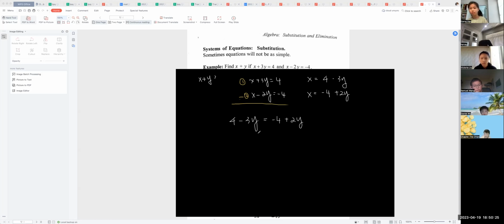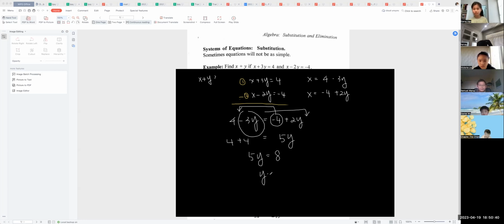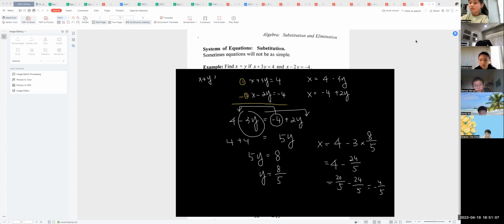I'm doing right? Okay, so Elaine, I'm going to put y together. So this 3y, move it there, will be 5y. And this negative 4 over there will be positive 4, so 4 plus 4. So 5y equals 8. y equals 8 over 5. Okay, so that's the same thing. So x equals 4 minus 3 times 8 over 5. So 4 minus 24 over 5 equals 20 over 5 minus 24 over 5 equals negative 4 over 5. Still the same thing. Understood? Same way.